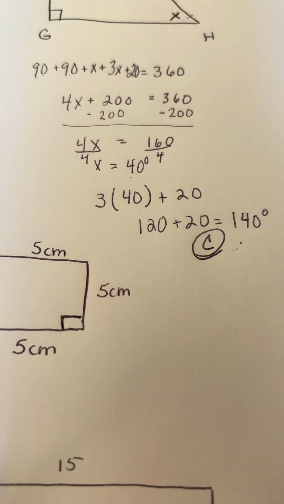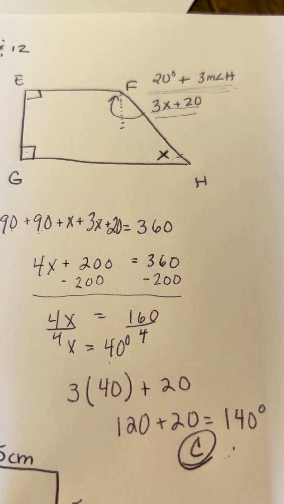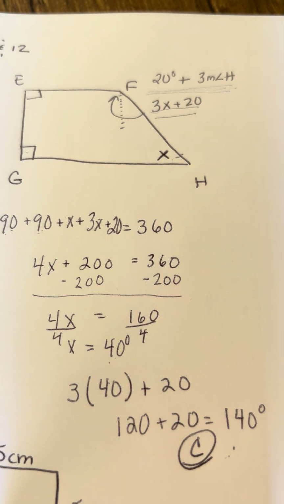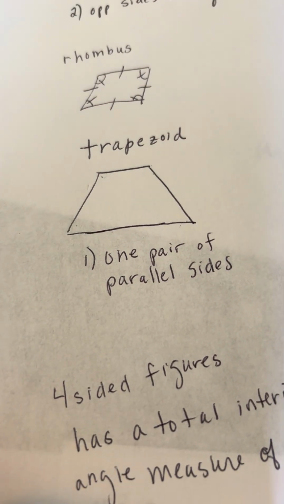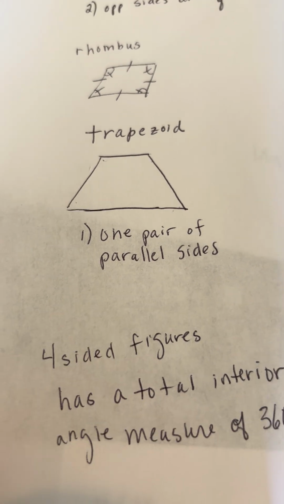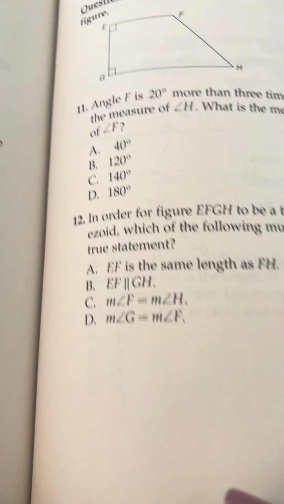Number 12, it's just saying in the book, in order for us to know this is a trapezoid, well, you have to know the definition of trapezoid, right? And we talked about trapezoid before. And a trapezoid has one pair of parallel sides. So given the multiple choice here, what am I looking for?